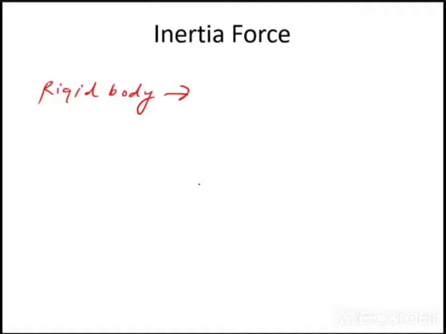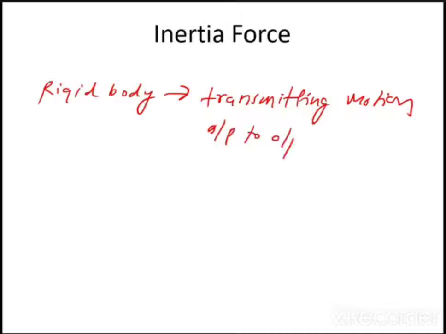A body that cannot deform. Yeah, a rigid body is one which does not undergo any appreciable deformation while transmitting the motion. Means what? Let us say you are transmitting a motion. Transmitting the motion means you are transmitting the motion from the input to output, or from, let us say, one shaft to another shaft, or from engine to the gearbox.